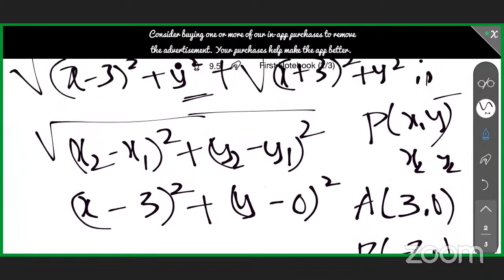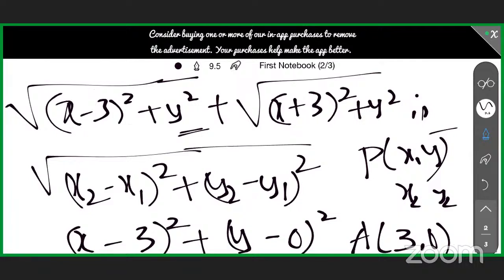Same thing. Equate the same equation like this. I equate with x2 minus x1 whole square plus y2 minus y1 whole square, which will be x minus of minus 3. I'm equating this equation with my general equation. Once that is equated, my point B becomes minus 3 comma 0.